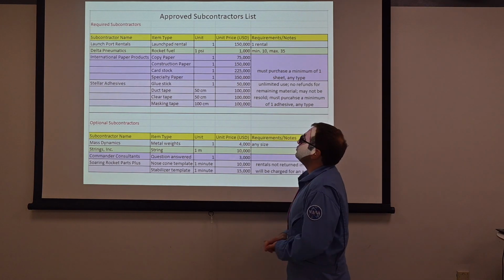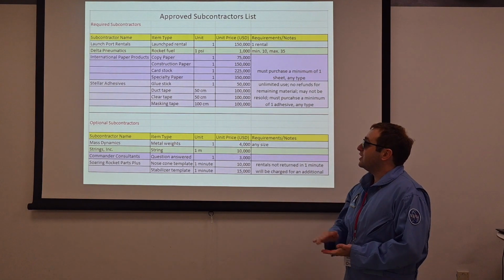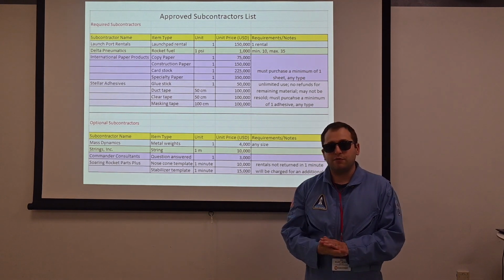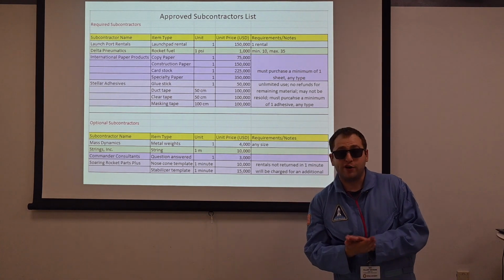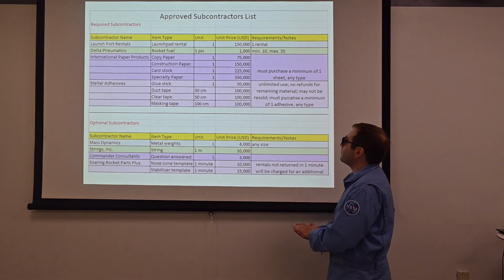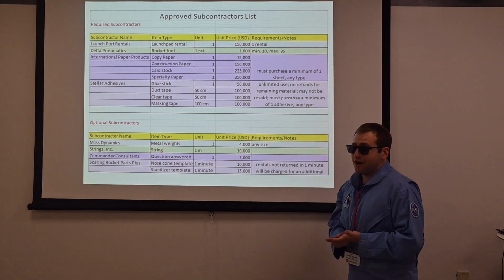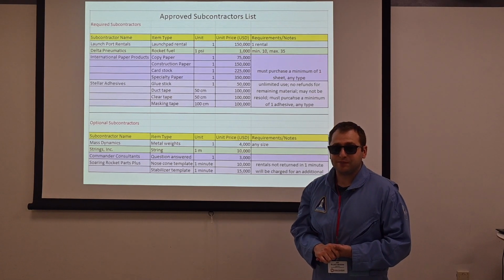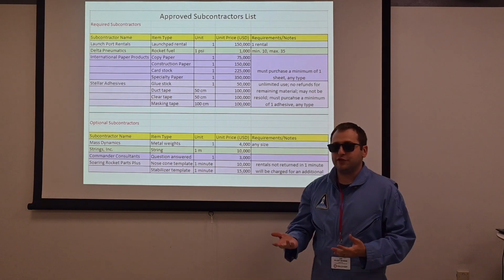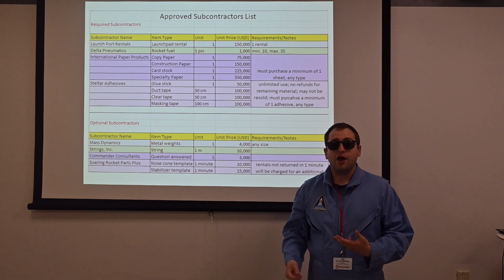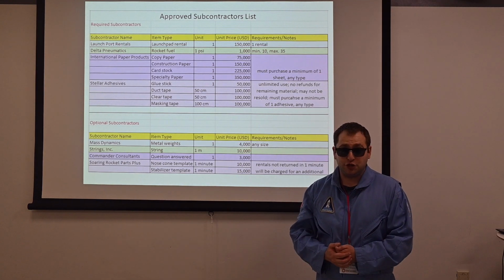Cardstock costs $225,000. Like copy paper, it's white, but it is even heavier and more rigid than construction paper. Specialty paper is $350,000 per sheet. Now, specialty paper, you have the choice between a sheet of cardboard or a sheet of tissue paper.